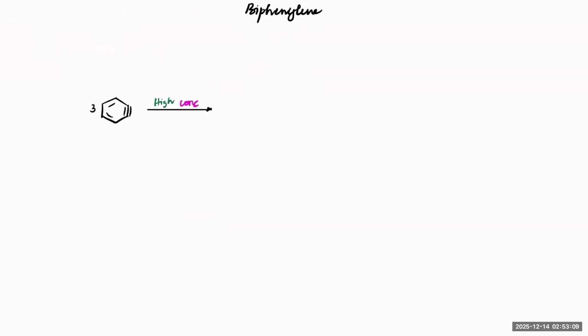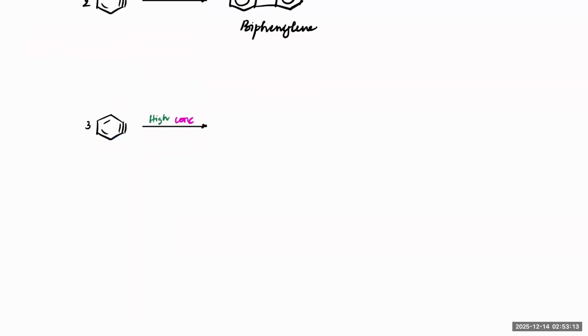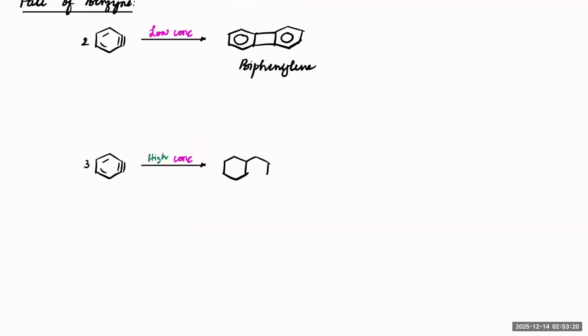If only I have high concentration this time, that means if you have more number of intermediates, it will start making a much better ring in that case. That is, I will have a six-membered ring connected like this. Which automatically makes the central ring also aromatic. Okay, this is triphenylene.